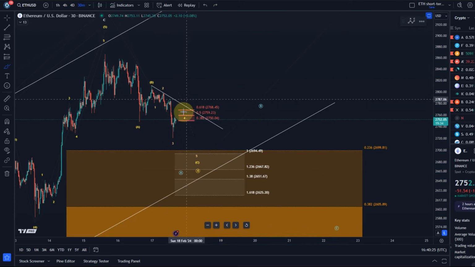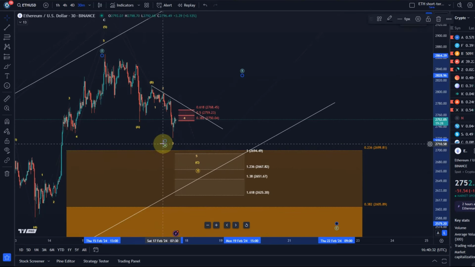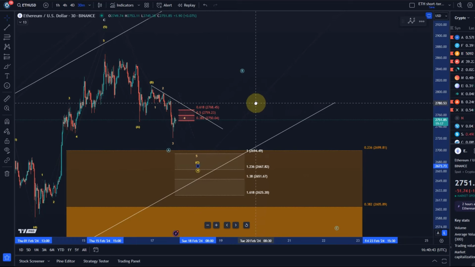Either way, this correction can take various forms. It's possible that at any point, at least an A wave is complete and we're doing a B wave rally. But we will not get a signal for this until we see a break above the initial resistance level. I hope that is sort of clear.